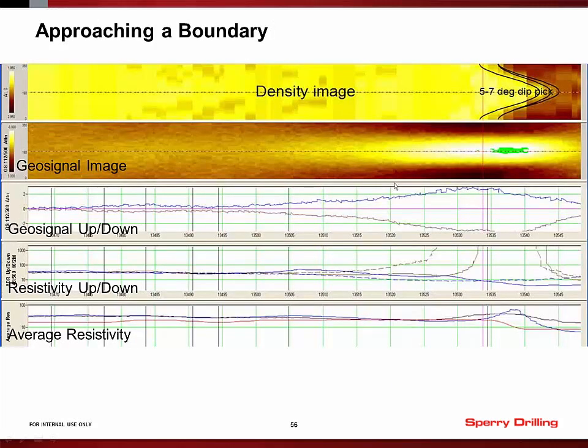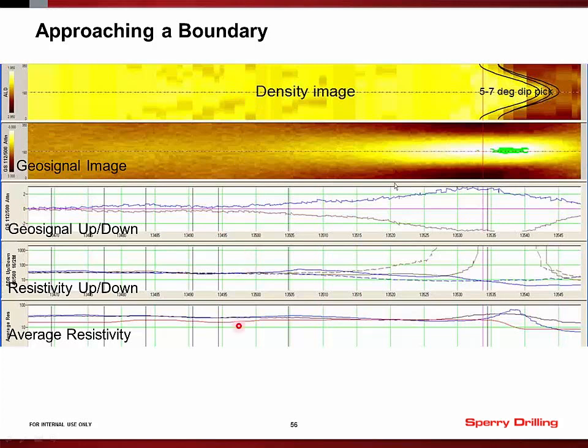This is an example from a real well where we're approaching a boundary from below. I've got a number of measurements on the screen here. We have average resistivity in this track. We have up and down resistivities from the azimuthal part of the tool, and these geosignals which are shown in the third track. We also have the geosignal shown as an image, and at the top we have a density image which comes from the ALD density tool. I'm going to talk about that later on.